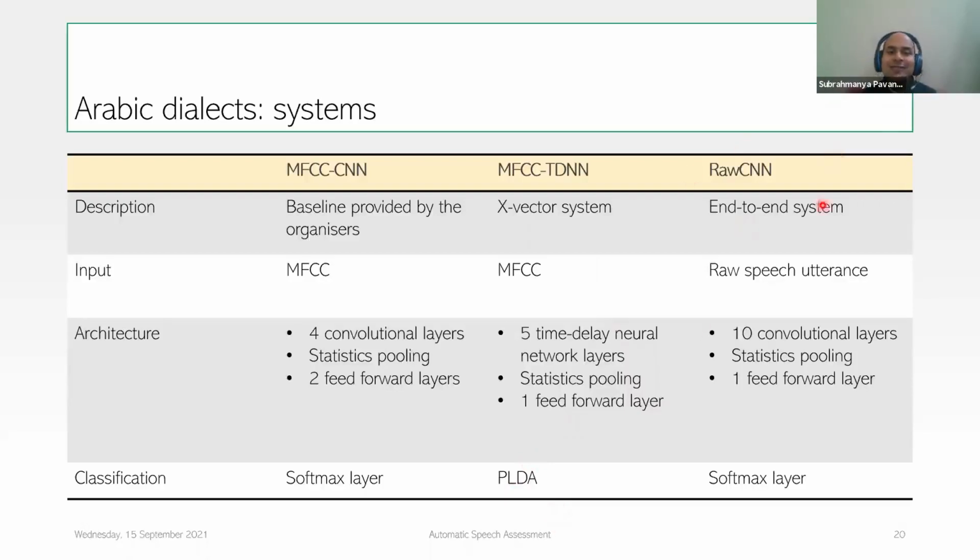The proposed method consists of raw speech CNNs, where the inputs are just raw speech utterances. It has 10 convolution layers, one statistics pooling layer, and one feed-forward layer, and then followed by a softmax layer of 17 dialect classes.